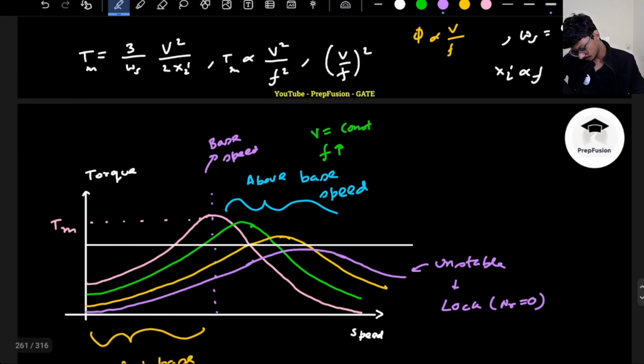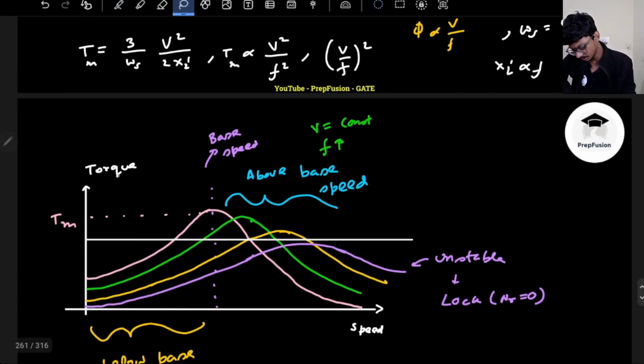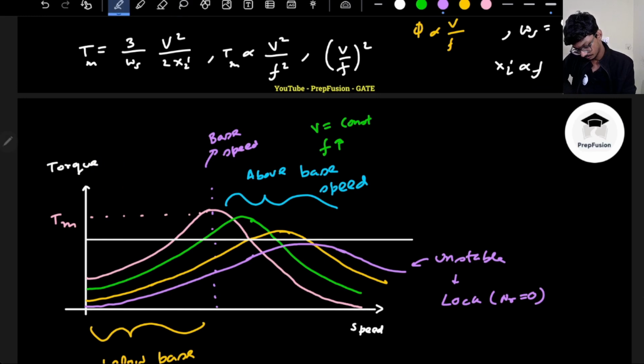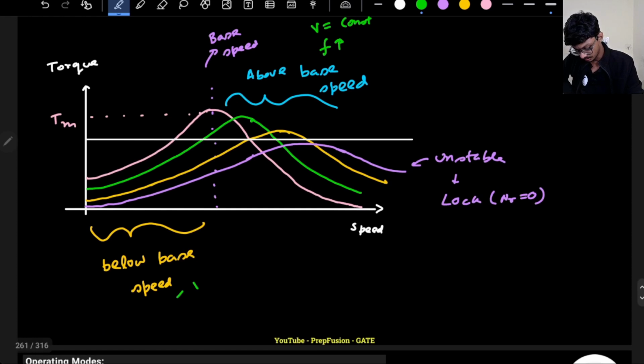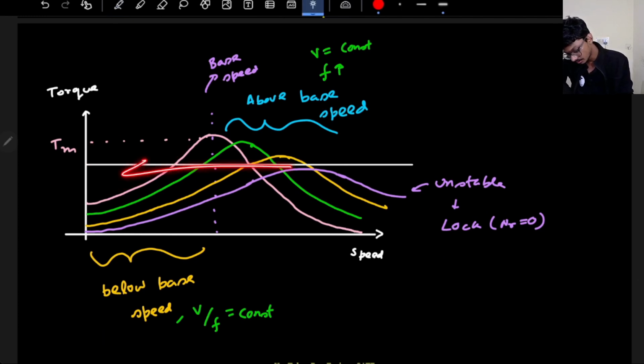Now below base speed there are no problems, because below base speed, the V by F is constant. In this region, the V by F is constant. If V by F is constant, that basically means that the maximum torque speed graph will be almost the same, just shifted back.